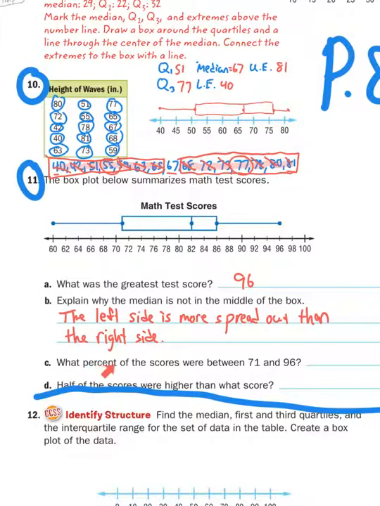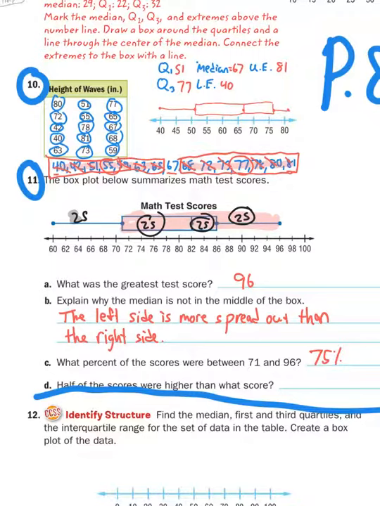Now C says, what percent of the scores were between 71 and 96? So I'm going to highlight those. 71 is right here, and 96 is right here. So we need to figure out what percent of the scores were in this pink shaded section. If you remember with box plots, each section is 25%, right? That's 25, 25, 25, 25. So if we put these together, that means that 75% of the data was between 71 and 96.